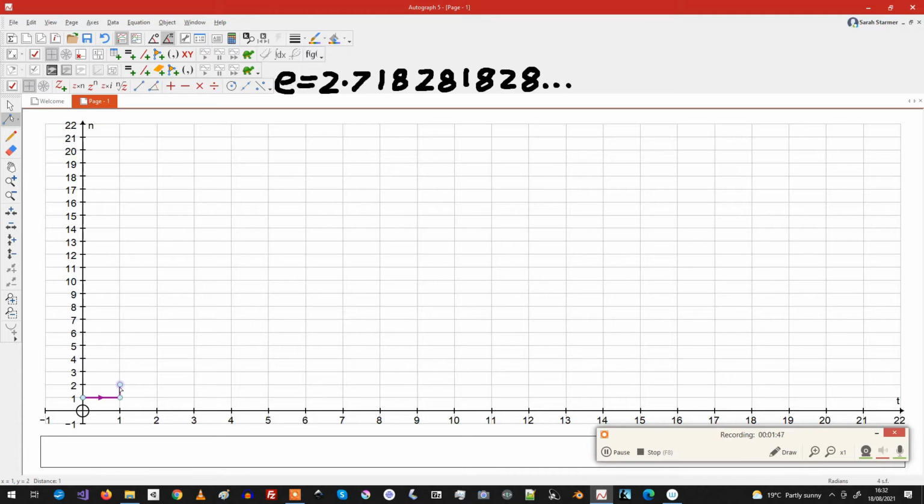And then after 2 seconds, it will become 4 cells, because it's 100% growth, it's always doubling. And then after 3 seconds, it will become 8 cells. And then after 4 seconds, it will become 16 cells. And after 5 seconds, it will become 32 cells.